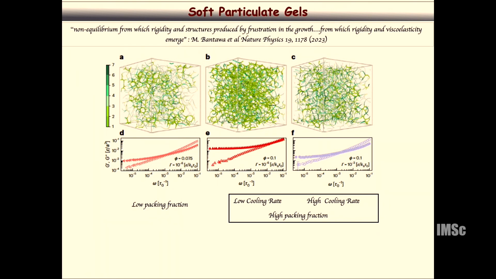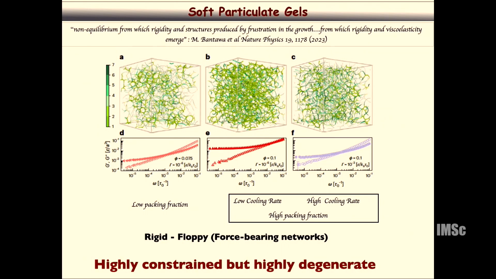So what I'm going to show you by the end of the talk is that there is an interesting connection between the continuum theory that we will mostly talk about today, and the kind of networks that form here. So this is a rigid floppy transition, again, the same kind of thing.